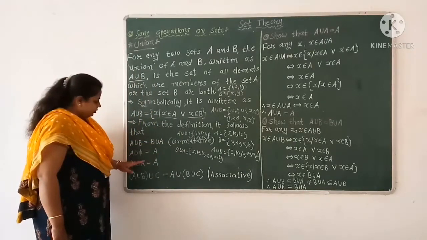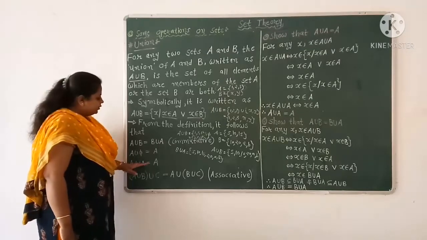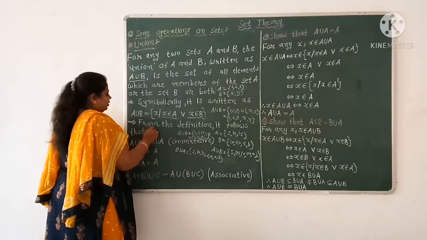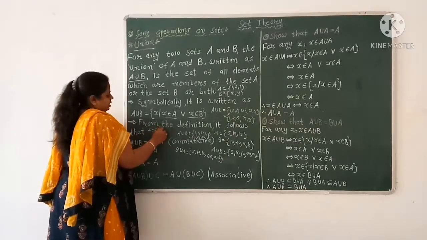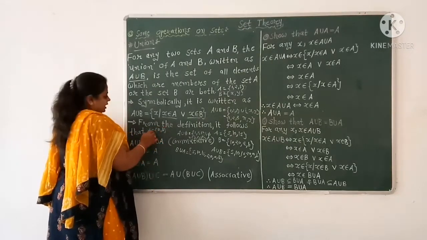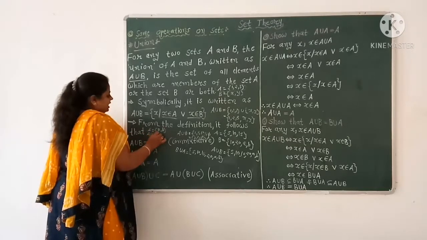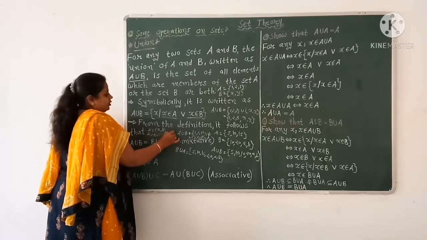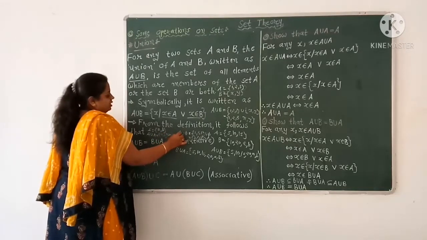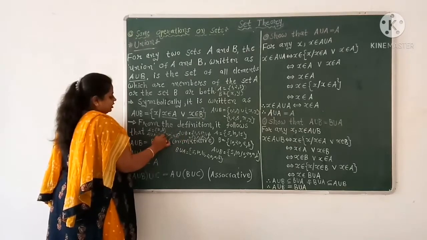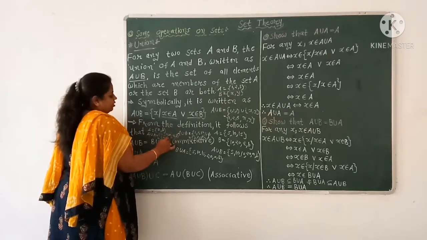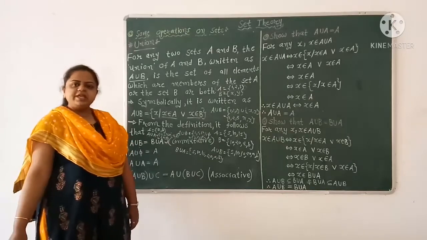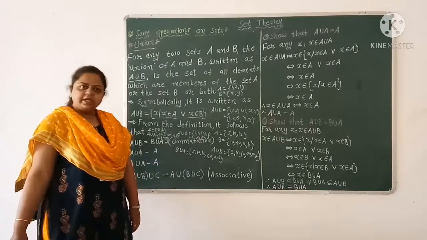Now, A union A is equal to A. Suppose we have A equal to {a, b}. Then A union A, that is {a, b} union {a, b}, equals {a, b}, which is equal to set A. So A union A is equal to A.